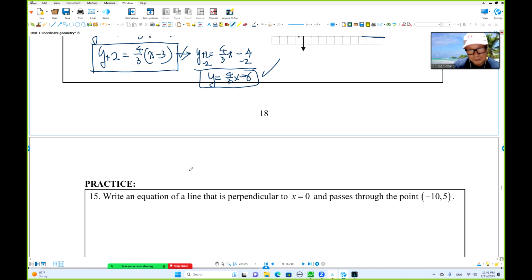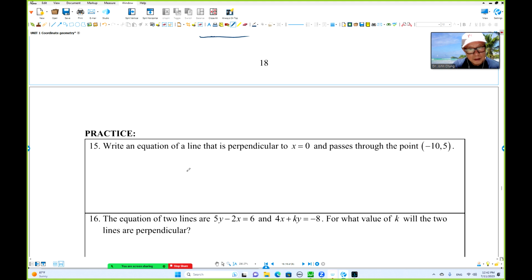All right. This is a very special one, I think. Write an equation of the line perpendicular to x equals 0. What is x equals 0? For this one here, the y-axis, right? This is x equals 0.